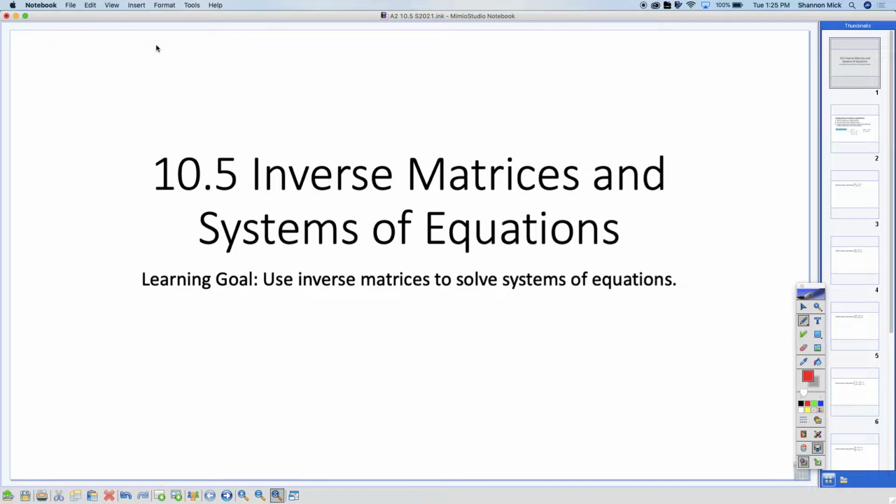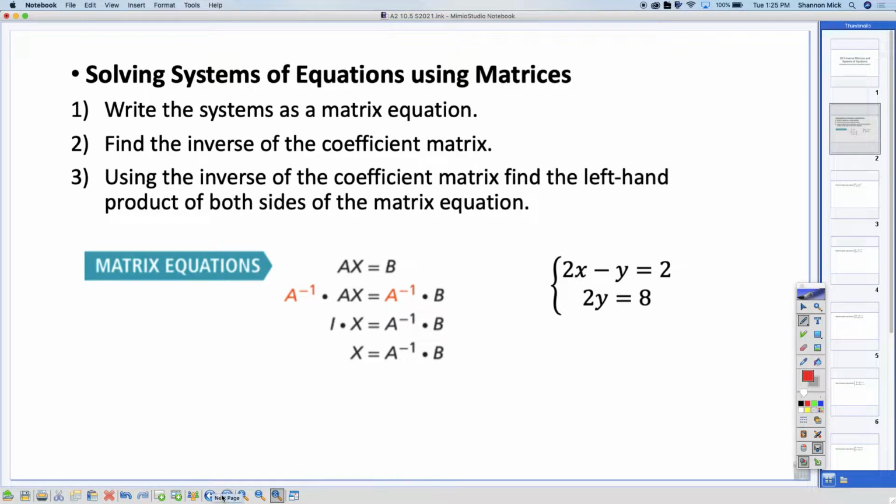So the steps that we are going to be using today are as follows. The first thing you're going to do is write the system as a matrix equation. So here's our system, 2x minus y equals 2, 2y equals 8. That is a system of equations, correct? And we have done graphing, elimination, substitution, Gauss-Jordan elimination, right? To solve systems, this is another method to solve a system of equations, okay?